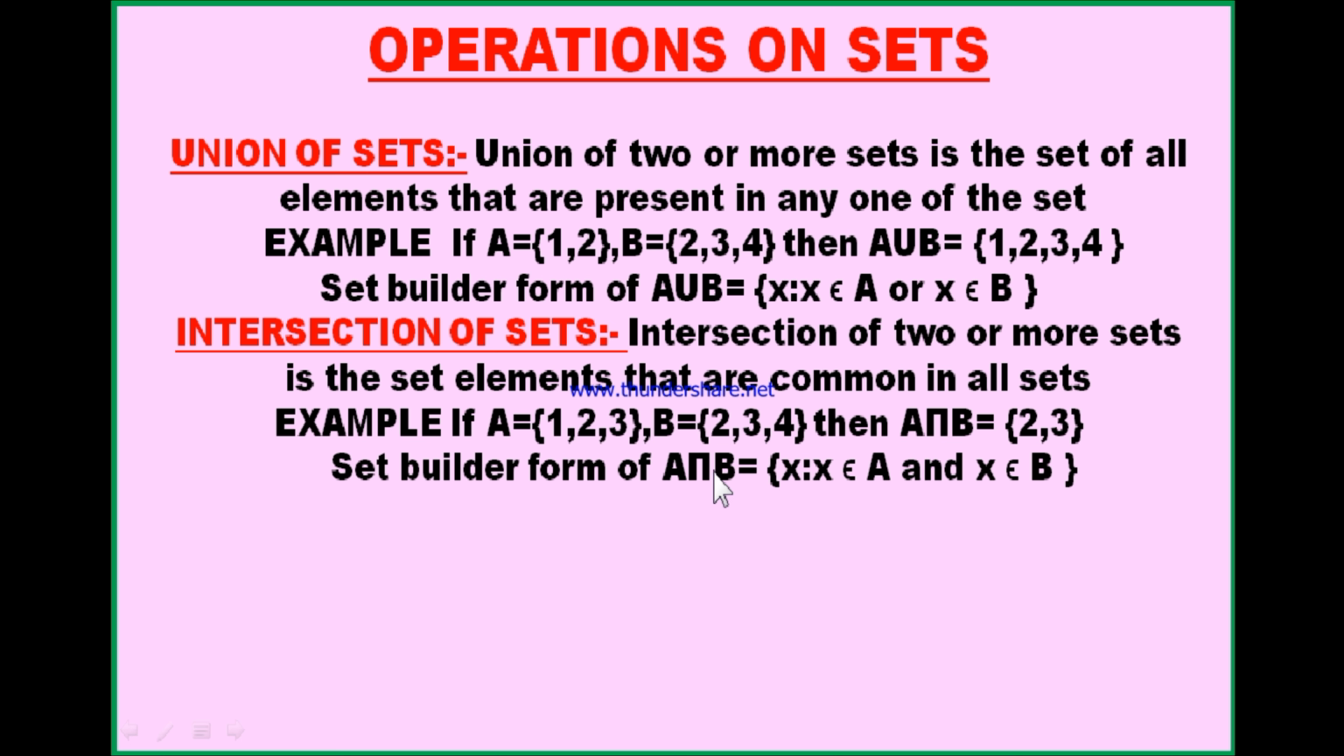Then the set builder form of A intersection B is X such that X belongs to A and also X belongs to B, meaning X is a common element. I shall repeat. If you list out all the common elements, then it is intersection of sets. If you write all the elements of the first set as well as the second set, then it is union of sets. That is the difference between union of the sets and intersection of sets.